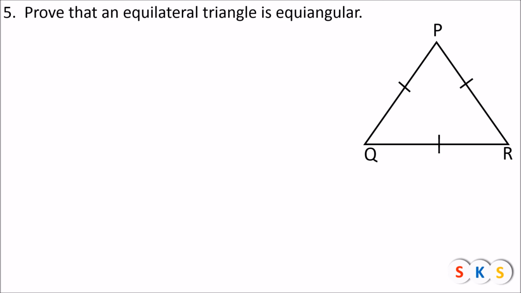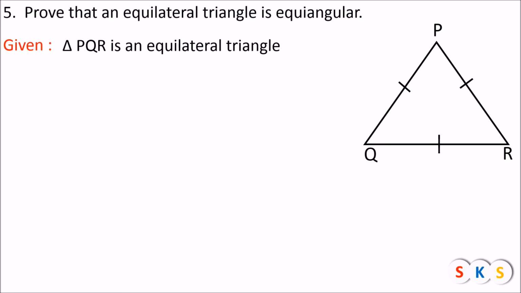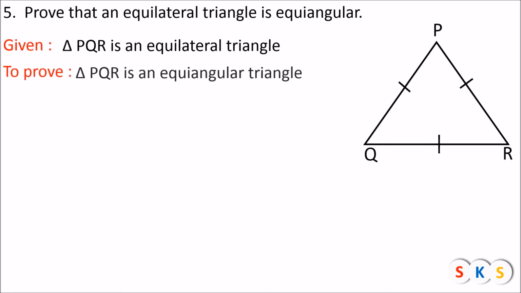So given is triangle PQR is an equilateral triangle. What we have to prove? Triangle PQR is an equiangular triangle. Equiangular triangle means equal angle triangle. It means we have to prove here angle P congruent angle Q congruent angle R. If all three angles of this triangle are congruent to each other, then we can say that this triangle is an equiangular triangle. So let's see the proof of this question.